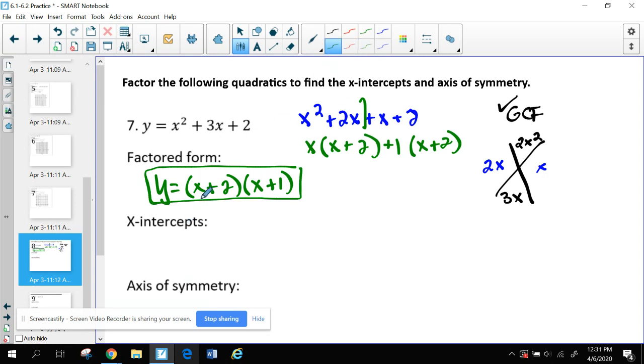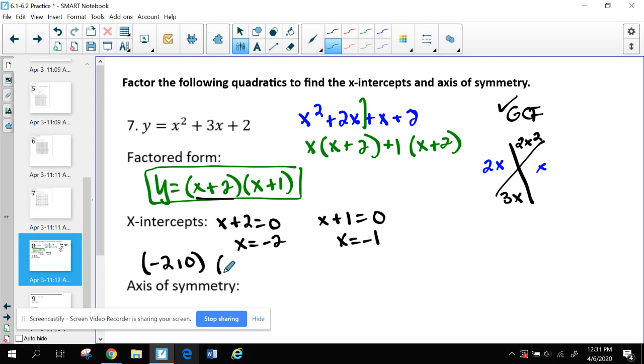If that's true, for the x-intercepts then either x plus 2 has to equal 0 or x plus 1 has to equal 0. So if I subtract 2, that tells me one of my x-intercepts is at negative 2, 0. If I subtract 1, I know my other x-intercept is at negative 1, 0.